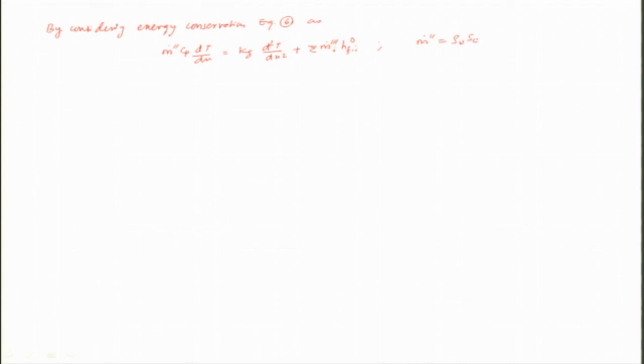Now this is basically a second order nonlinear ordinary differential equation, right, and it has two unknowns. What are the two unknowns?